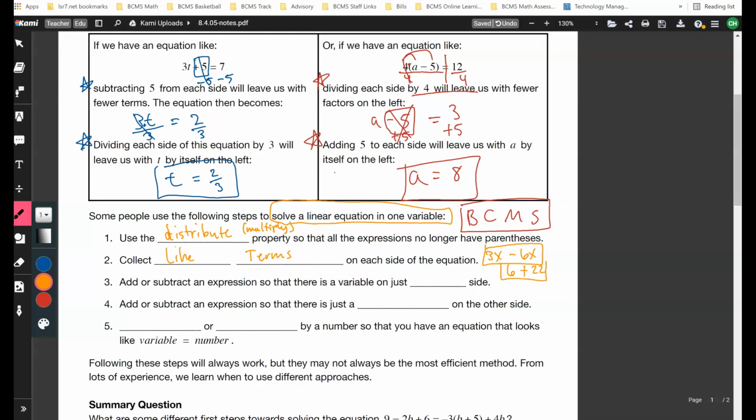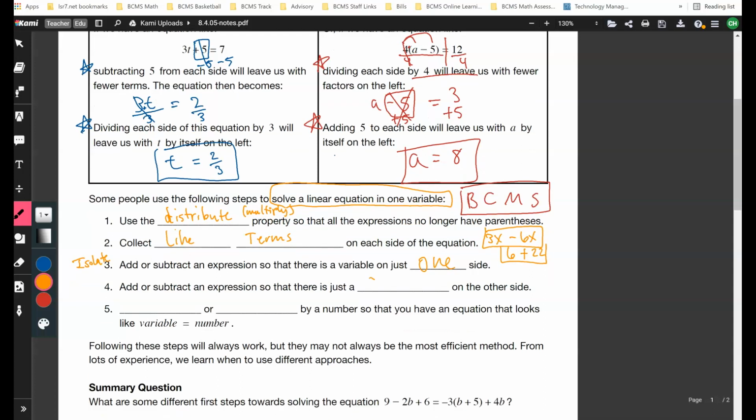And then the third part here, it says add or subtract an expression so that there's a variable on just one side of the equation, right? We want to isolate. This is that step where we isolate the variable, right? We talk about getting that on just one side, okay? And then we get down to our solving steps, and our solving steps a lot of times are just our basic 4 operations. It says add or subtract expressions so that there's just a normal number on the other side, or a constant, right? Just a number on the other side. Remember, a constant is just a number by itself, okay?